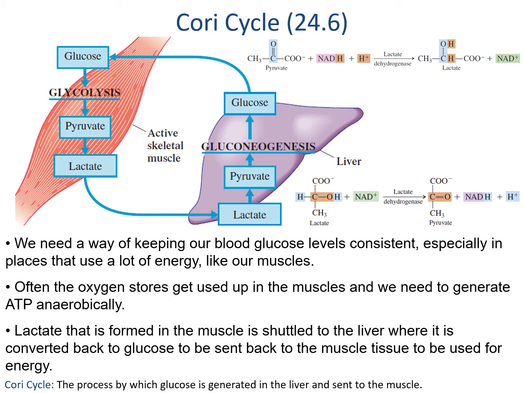But this process requires a reverse of glycolysis, where pyruvate can be converted back into glucose. That process is called gluconeogenesis. Gluco for glucose, neo for new, and genesis for beginning. Glucose new beginning, gluconeogenesis. Again, notice that the anabolic pathway here has genesis as part of the name.